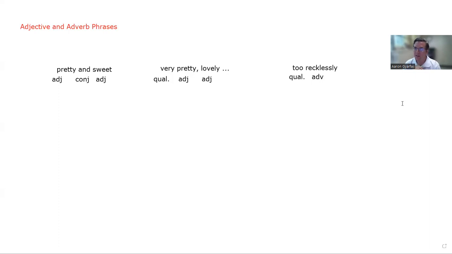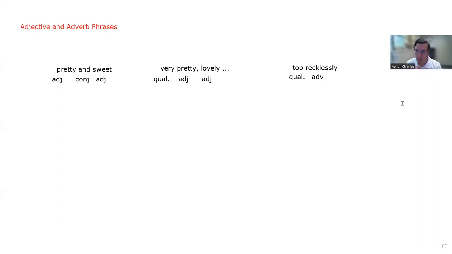And then the qualifiers, very and too, they kind of put a quality on there. They tell us how pretty, a little bit or a lot, how recklessly. There's a scale, kind of a mental scale that we're using to qualify this adjective or adverb.